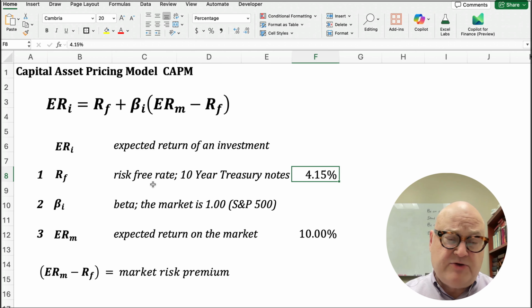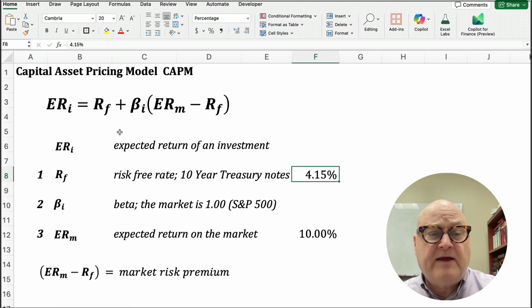Now, what would cause you to go from a 10-year Treasury note to buy stock? Well, buying stock is more risky, so therefore you have to get a higher return for that to happen. So we start with the risk-free rate, and that's the RF component.